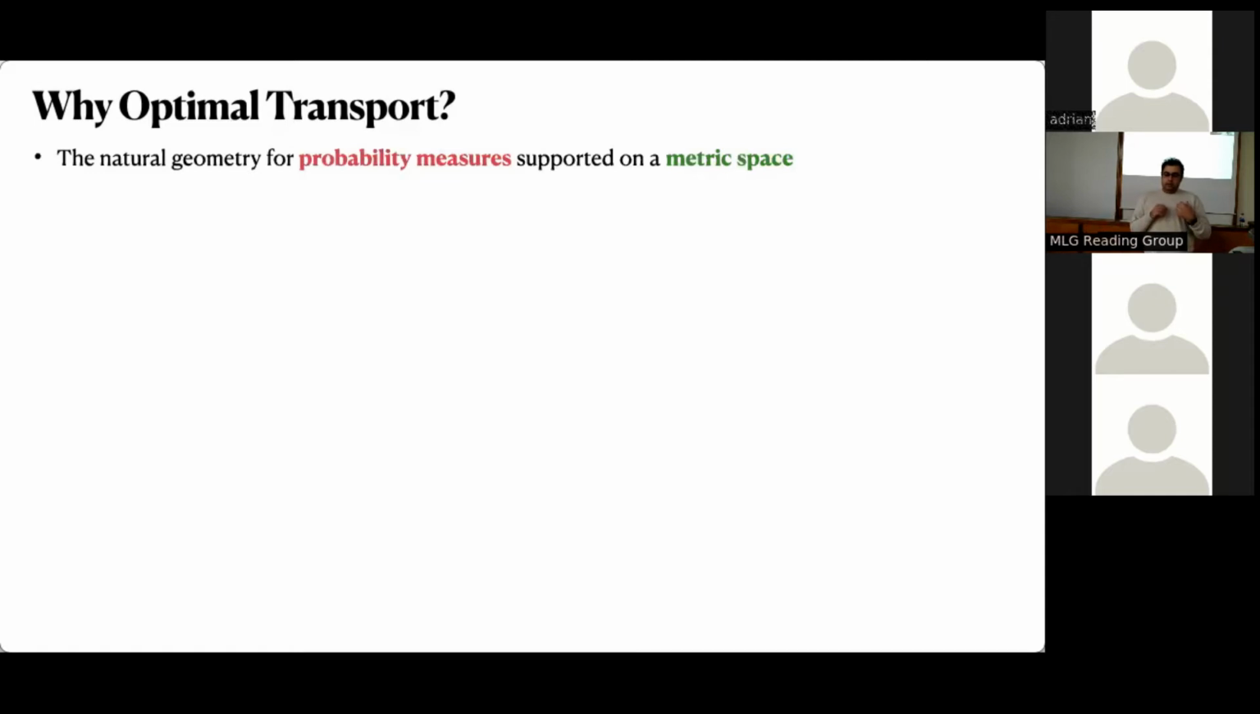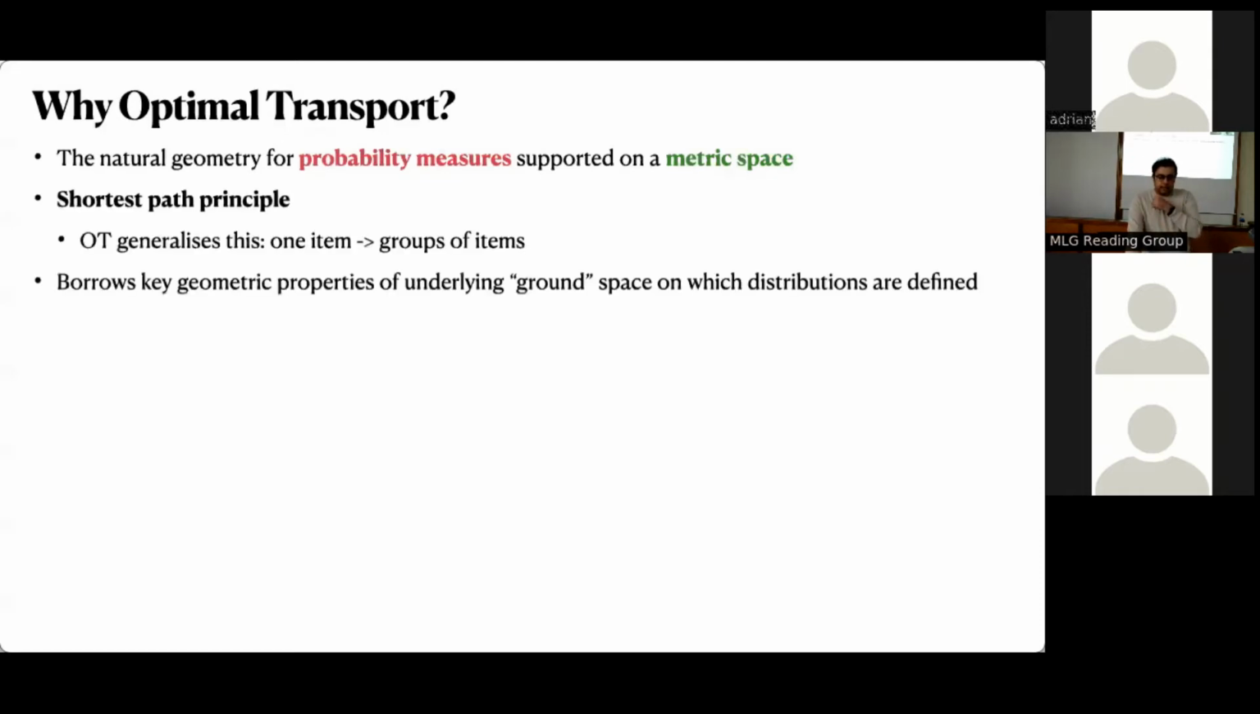And it basically generalizes the idea of the shortest path principle. So if you have the ability to take 2 points in some space and calculate the shortest distance between these 2 points given some sort of cost function, then optimal transport ports this idea of shortest path to groups of points, or distributions of points, or continuous distributions on these points. And the nice thing is that if you have some sort of underlying metric space like a Euclidean distance that gives you some nice properties, optimal transport will borrow these geometric properties and let you apply them for distributions.